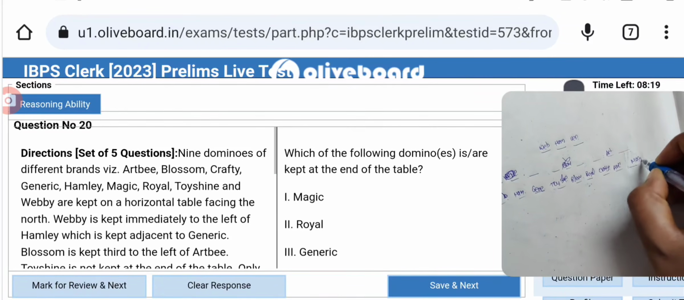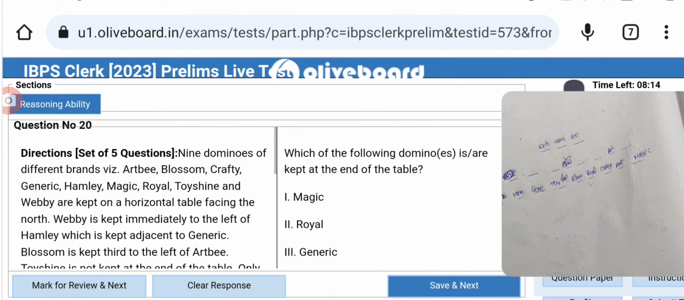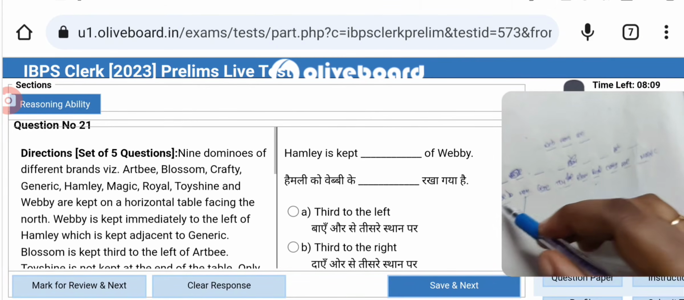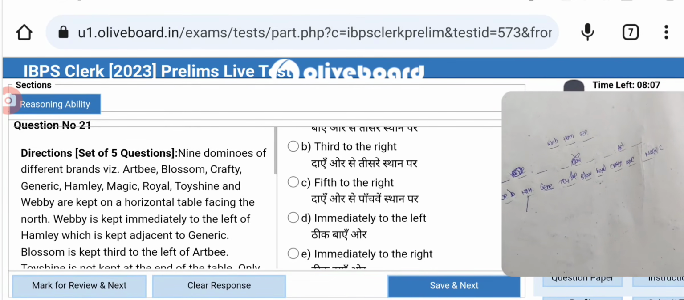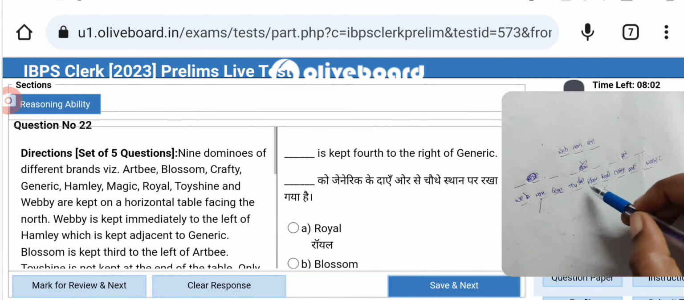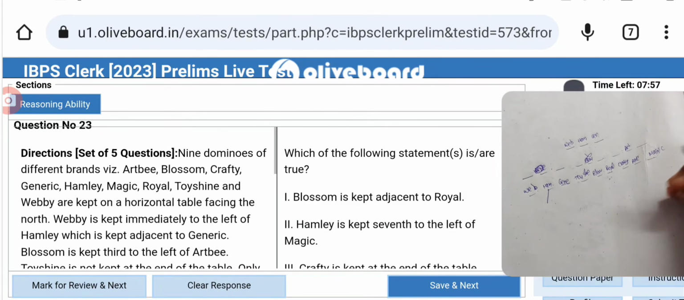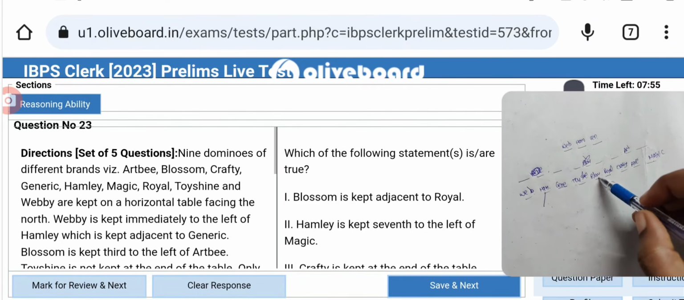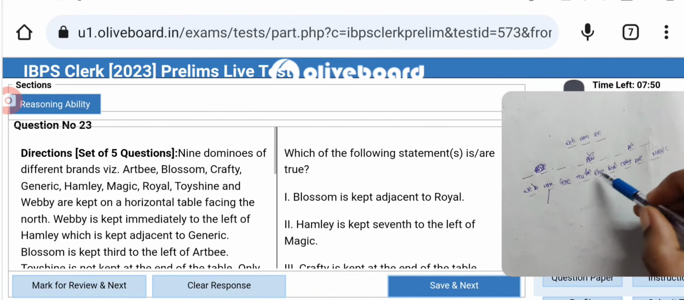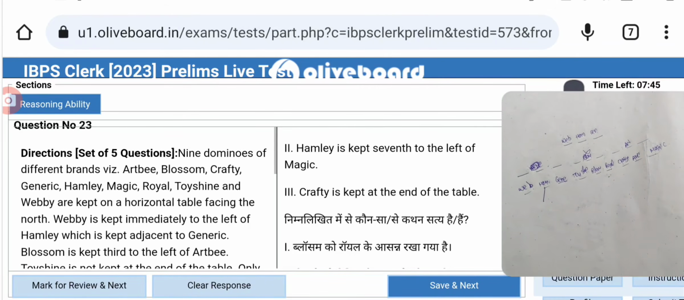Remaining is Magic and Webby. So only one. Hamley, Webby, immediate right. 4 to the right of Generic: 1, 2, 3, 4, Crafty. Blossom adjacent to Royal, true. Hamley 7 to the left of Magic: 3, 4, 5, 6, 7, 2. Crafty, end of the table. So only 1 and 2 are true.